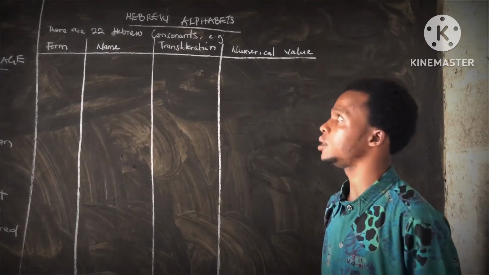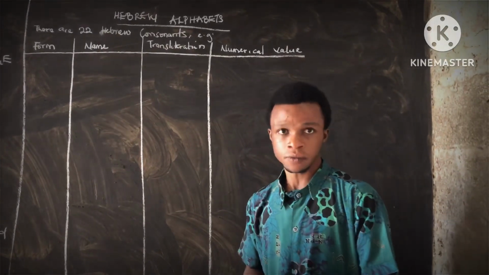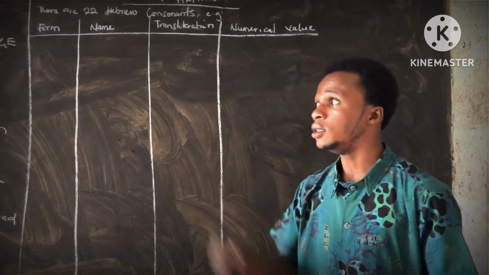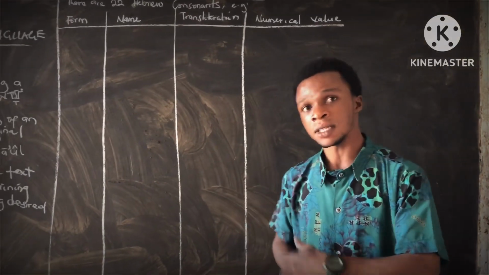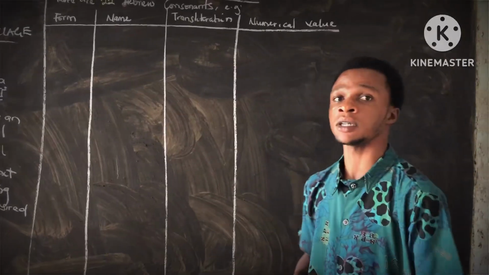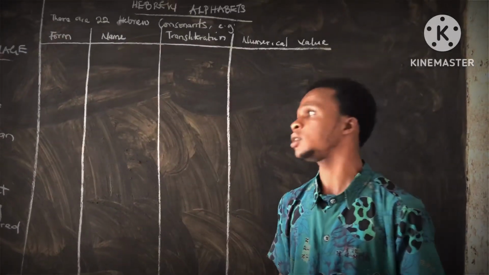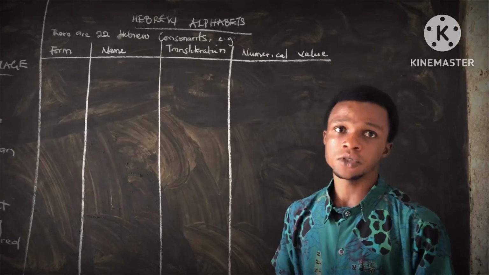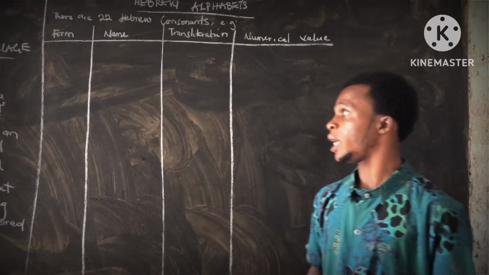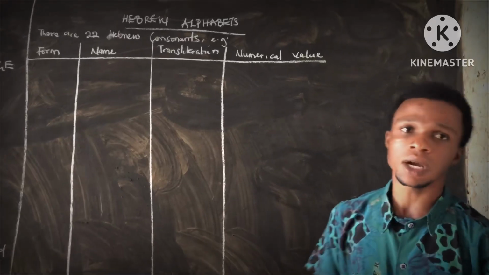So welcome back to the next section of this video. In our previous lesson we talked about the basic concepts, the things we are going to learn from the Hebrew language: the transcription, the transliteration and the translation, and I gave examples of them. Likewise, we are moving to the Hebrew alphabet.